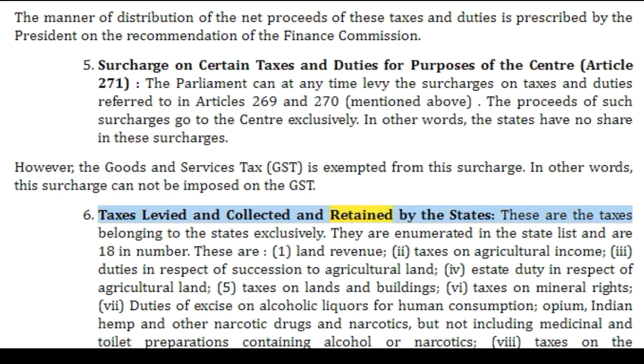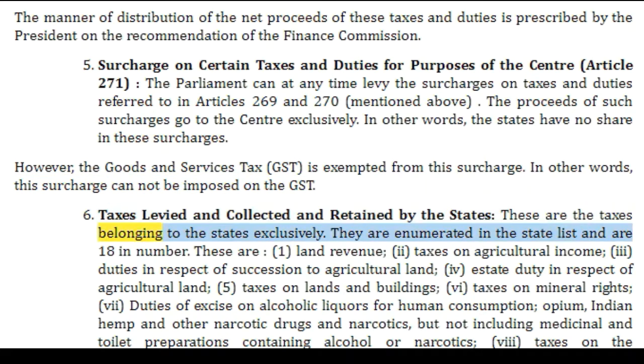Taxes levied and collected and retained by the states. These are the taxes belonging to the states exclusively. They are enumerated in the State List and are 18 in number. 14. Taxes on professions, trades, callings, and employments. 15. Capitation taxes. 16. Taxes on entertainments and amusements to the extent levied and collected by a panchayat or a municipality or a regional council or a district council. 17. Stamp duty on documents, except those specified in the Union List. And 18. Fees on the matters enumerated in the State List, except court fees.